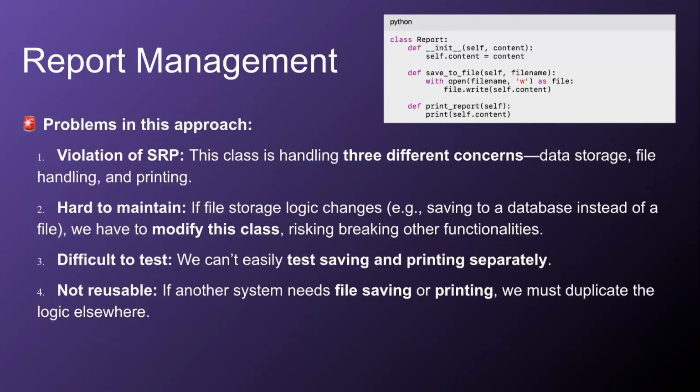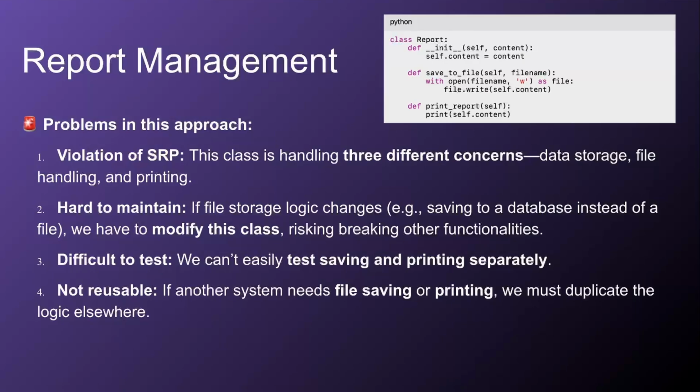Second one is hard to maintain. Why is it hard to maintain? Right now, in this save_to_file method, we are opening the file name and writing whatever is in self.content. Suppose we don't want this to happen. If we just want to save self.content to some database instead of to a file, we will have to modify this whole class.